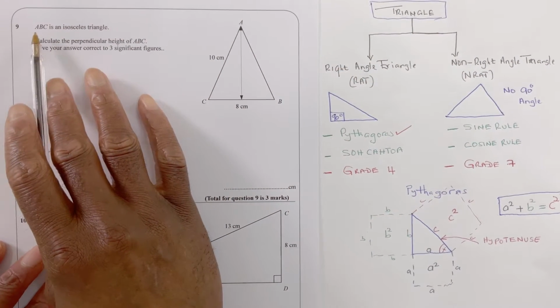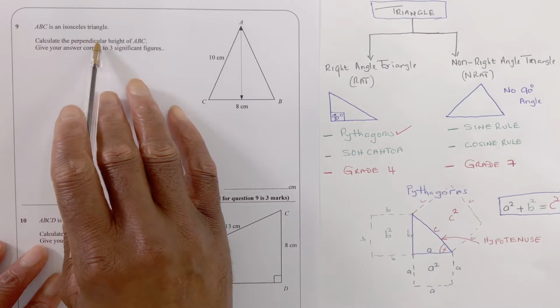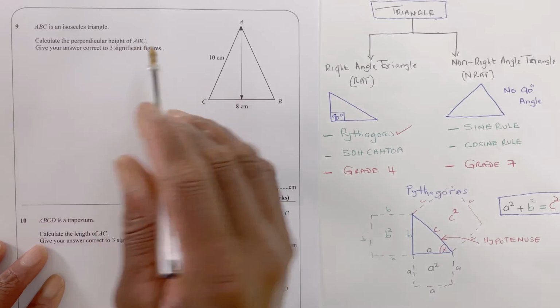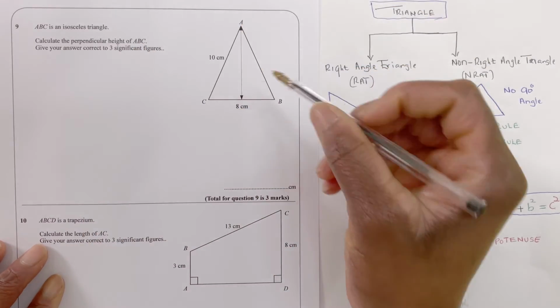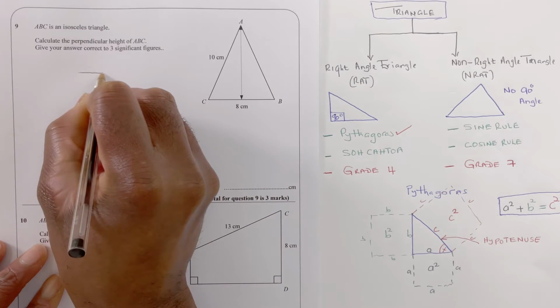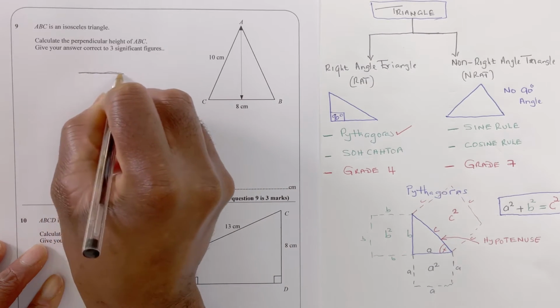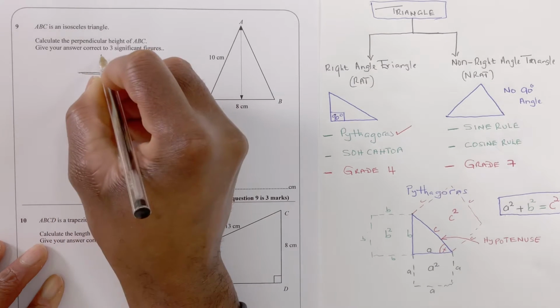Question 9. ABC is an isosceles triangle. Calculate the perpendicular height of ABC. We need to find this height here, the perpendicular height. So what does perpendicular mean? It means if you have a horizontal line like that, and you draw this one here, that's the perpendicular height.